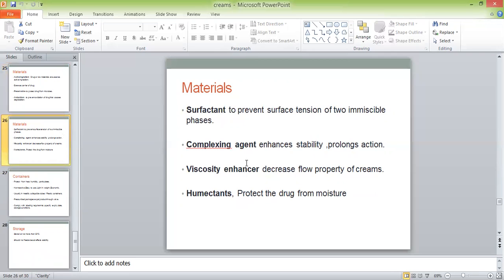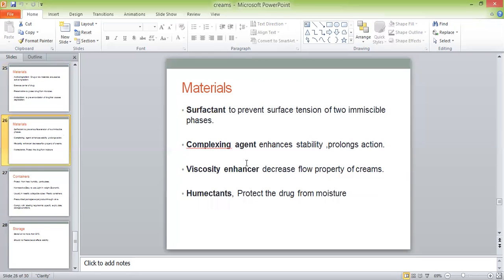Then we have surfactants. Surfactants are the agents which reduce the surface tension between two immiscible phases. We have said that creams are emulsions, and emulsions have two phases, an oil phase and a water phase, and these two phases are immiscible. So the surfactants will be added to decrease the surface tension between the two liquid phases, or between the two immiscible phases, or between two liquids.